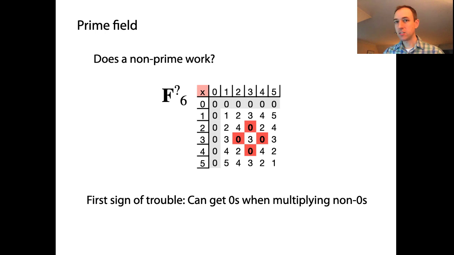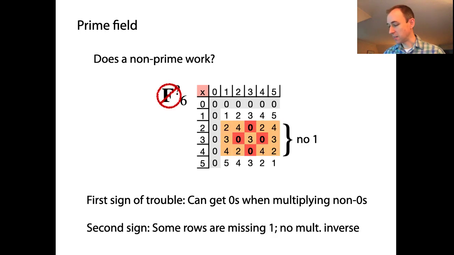This was not the case for the F sub 5 multiplication table. So that's one thing that's different and perhaps not so good. And then the second sign that something's different and maybe wrong here is that some rows are missing 1. They have no 1. Some columns are missing 1 too, right?